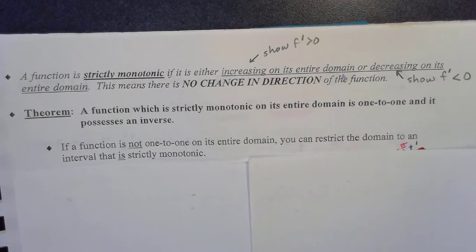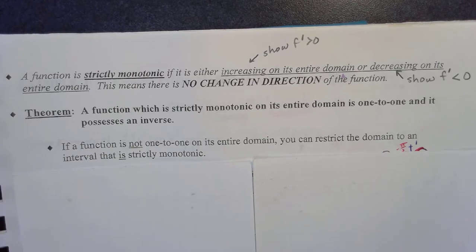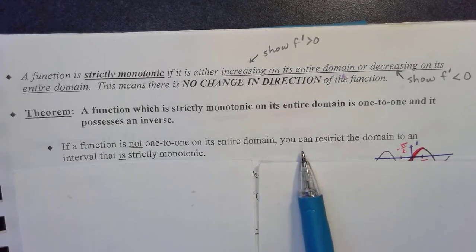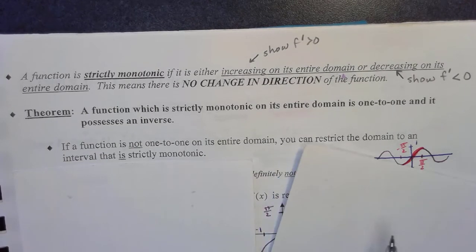There's going to be one case where the inverse would not be a function, and that would be where we have our function, which is a horizontal line, and its inverse would be a vertical line, and that is not a function. If a function is not 1 to 1 on its entire domain, you can then restrict the domain to an interval that is strictly monotonic.